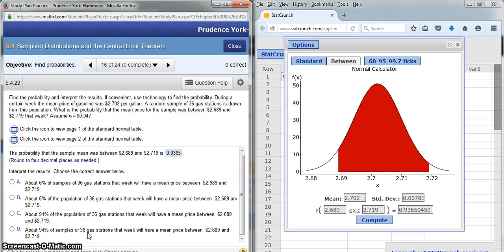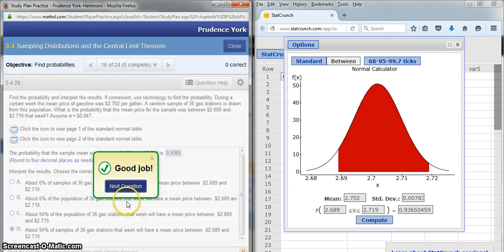So if I did this sampling over and over and over, I would expect 94% of the time that I would get a mean price between $2.689 and $2.719. Let's check that and see if we're correct. And we did. So I'm going to complete this recording, and I hope that you find it helpful for Chapter 5, Section 4.